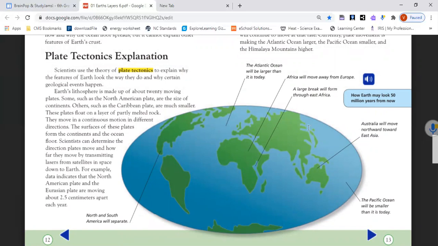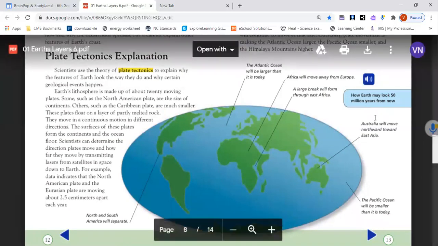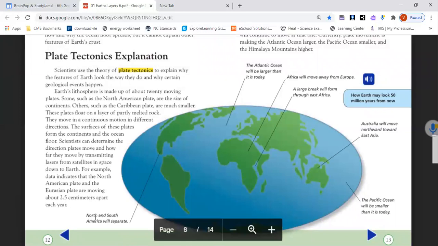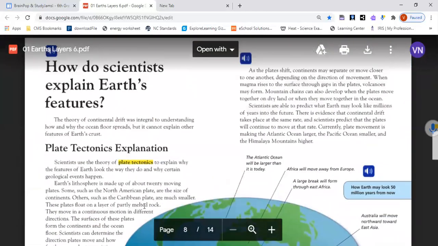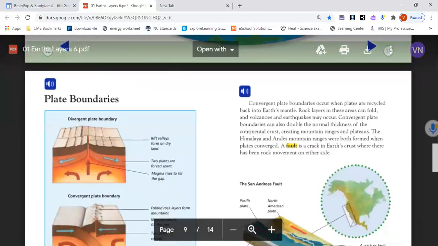This is all their calculations, and this is what they're predicting for the future. Australia will move northwards towards East Asia. So Australia is slowly drifting towards East Asia, and the Pacific Ocean might be smaller than it is today. Let's see what will happen to North America and South America. North and South America will separate. As of now they are connected, but they will be separated. So that is what it is in the future, according to their calculations and predictions.